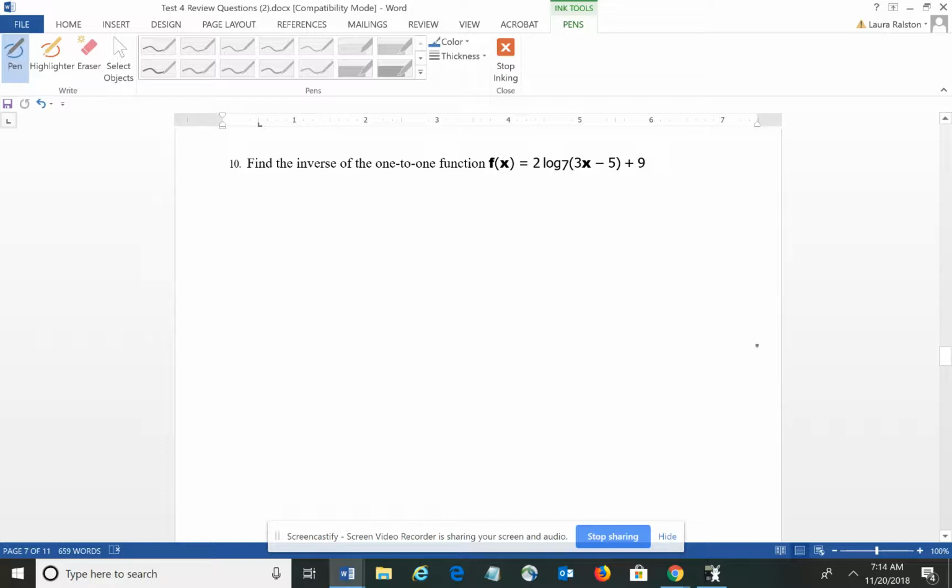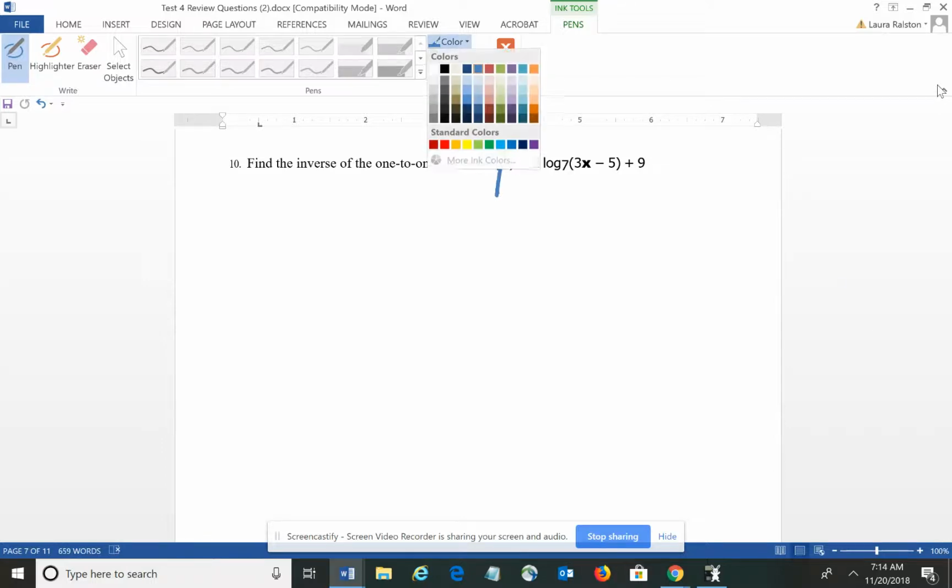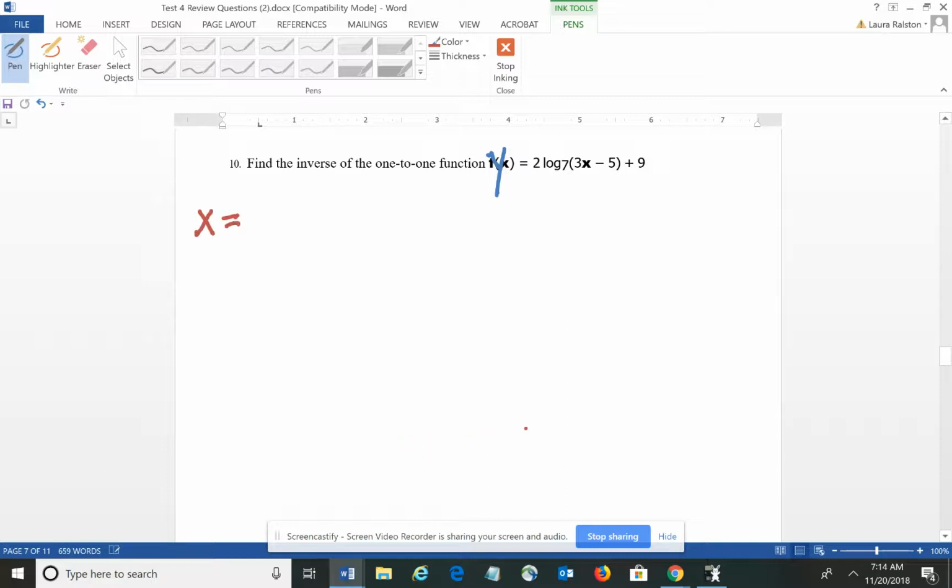Now, it's important to note that they tell you it's a one-to-one function, because if it's not a one-to-one function, there is no inverse. And remember, to find the inverse, we interchange x and y. But remember in this scenario that f of x is the same thing as y. So the first thing I'm going to do is interchange the x and y so that we have x equals 2 log base 7 of 3y minus 5 added to 9.